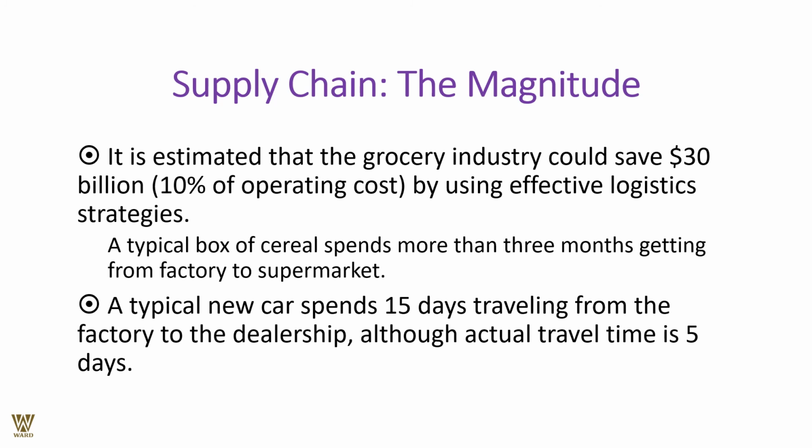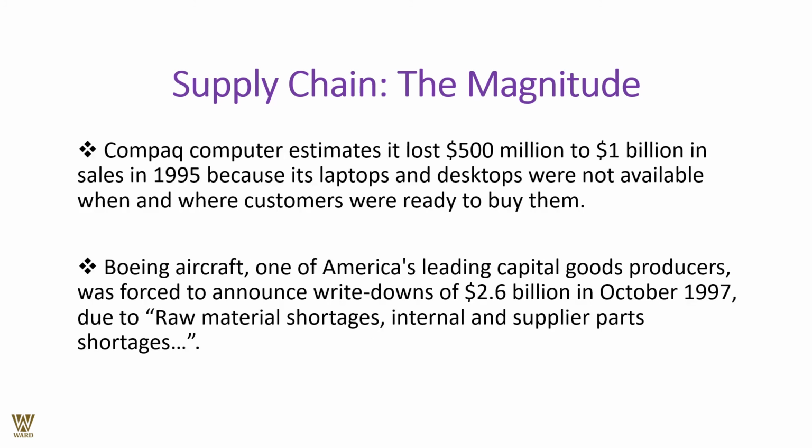From the supermarket, if it gets picked up by customers at the very first instant, well and good. That means still 90 days, but essentially within the supermarket it can also lie for another 2 weeks before it starts moving. The typical new car spends around 15 days traveling from the factory to the dealership, so the actual travel time is only 5 days. We can reduce this operating cost by one third, as in the two examples I've cited for you.